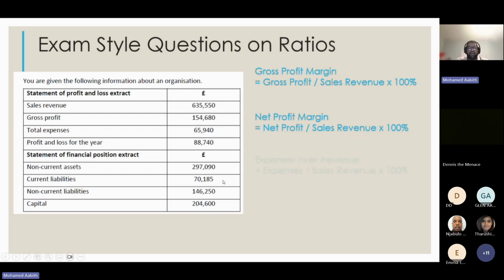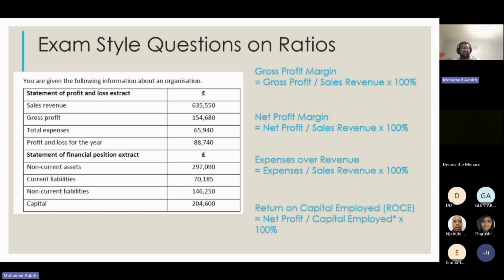And then the third one is expenses over revenue. That means your total expenses against the revenue. It's not your cost of sales they are talking about, guys. These are the other expenses, your fixed costs. How the fixed costs compare against your sales revenue. That is the third one.